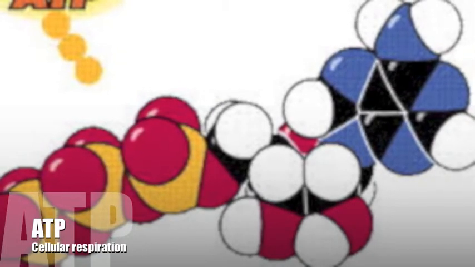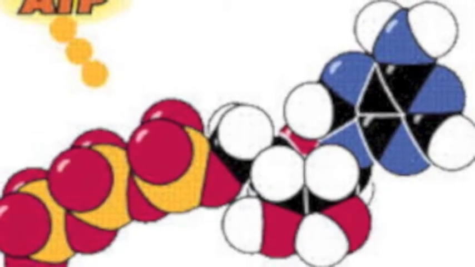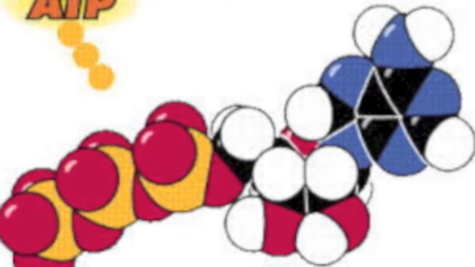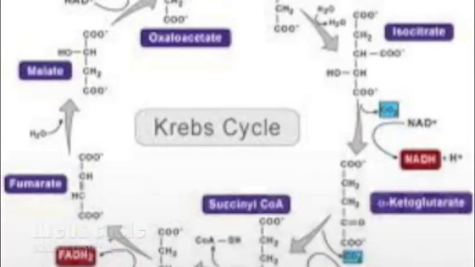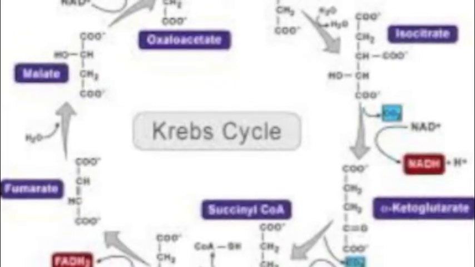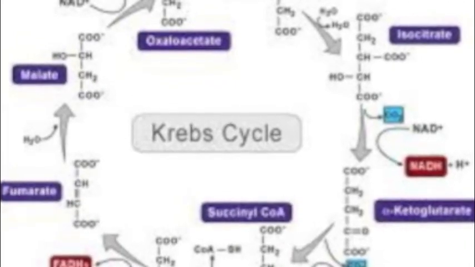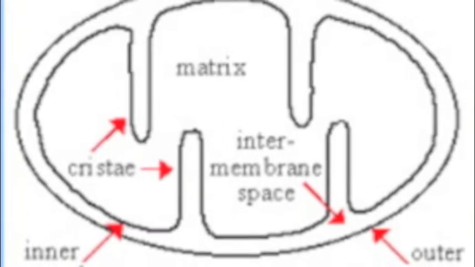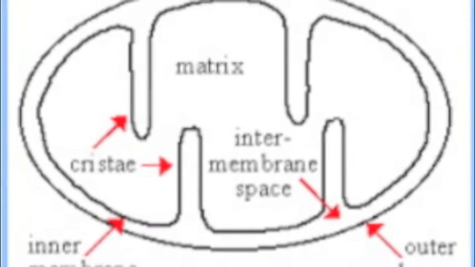ATP is used to power some cellular processes like active transport or enzyme activity that requires energy. The Krebs cycle, which happens after glycolysis, acts as a generator. It generates chemical energy. All of this occurs in the inner portion of the mitochondrial matrix.